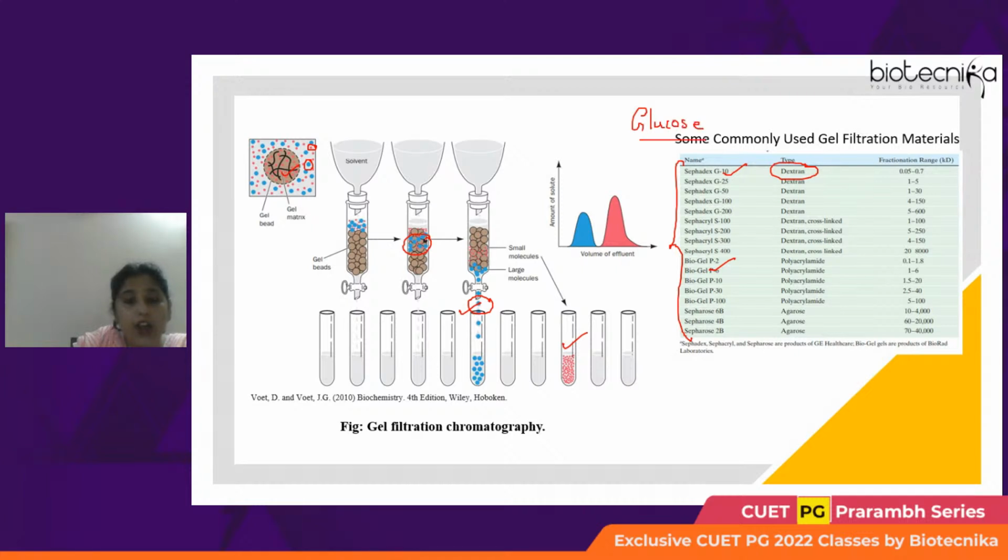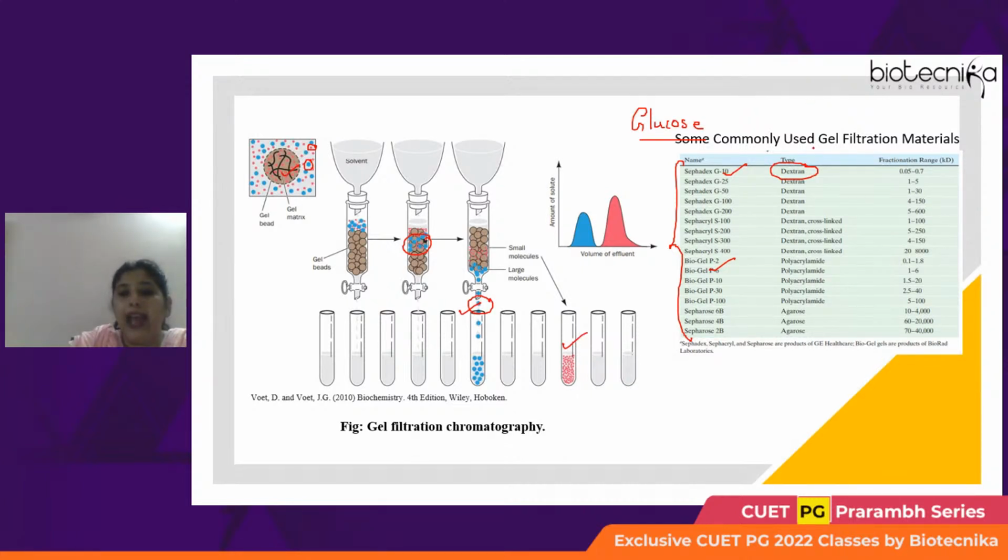Dextran is usually used for separation of smaller peptides or globular proteins which have smaller average molecular mass. So you have to understand when we are using dextran. Yes, Jason, Bhaskar, Shrivani, you all are right. It is a polymer of glucose.